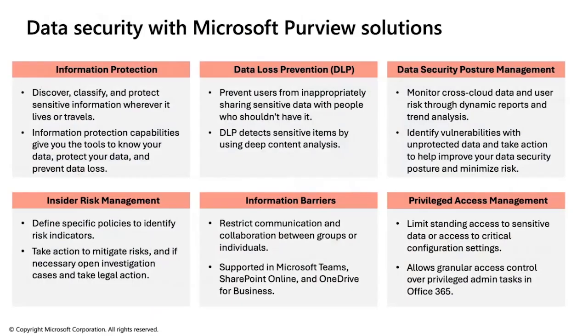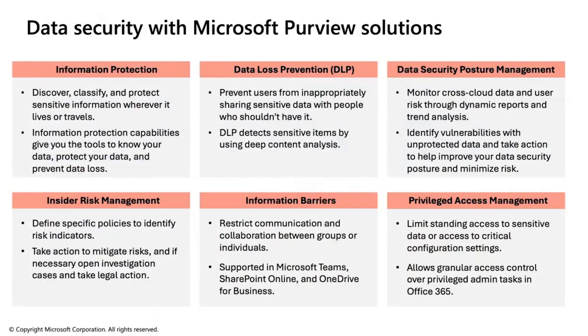Now, apart from this, we have information barrier. What comes in information barrier? Information barrier is a feature where we can disable communication. By default, this supports Microsoft Teams, SharePoint, and OneDrive for Business. For example, in my company, I have many different departments like C-level manager departments, sales, marketing, IT, R&D, HR, accounts.